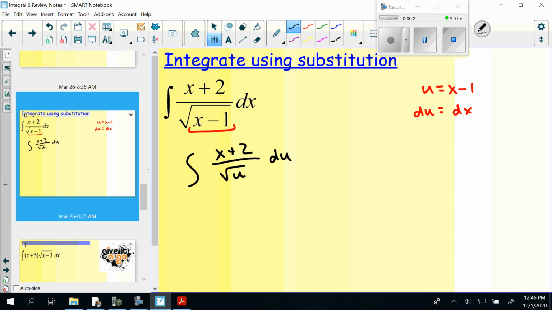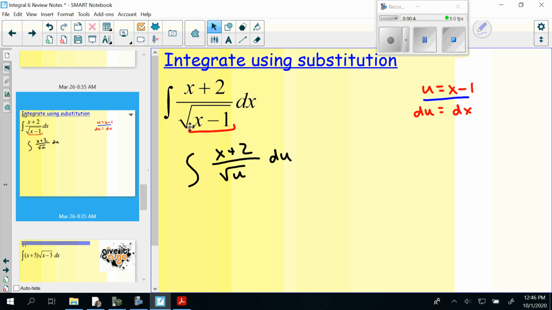But here's the problem now. We got that x plus 2 over there, and we can't integrate with x still in there. So what you have to do on these problems, once you hit this step, is figure out a way to get rid of that x. And we do that by manipulating this equation right here.